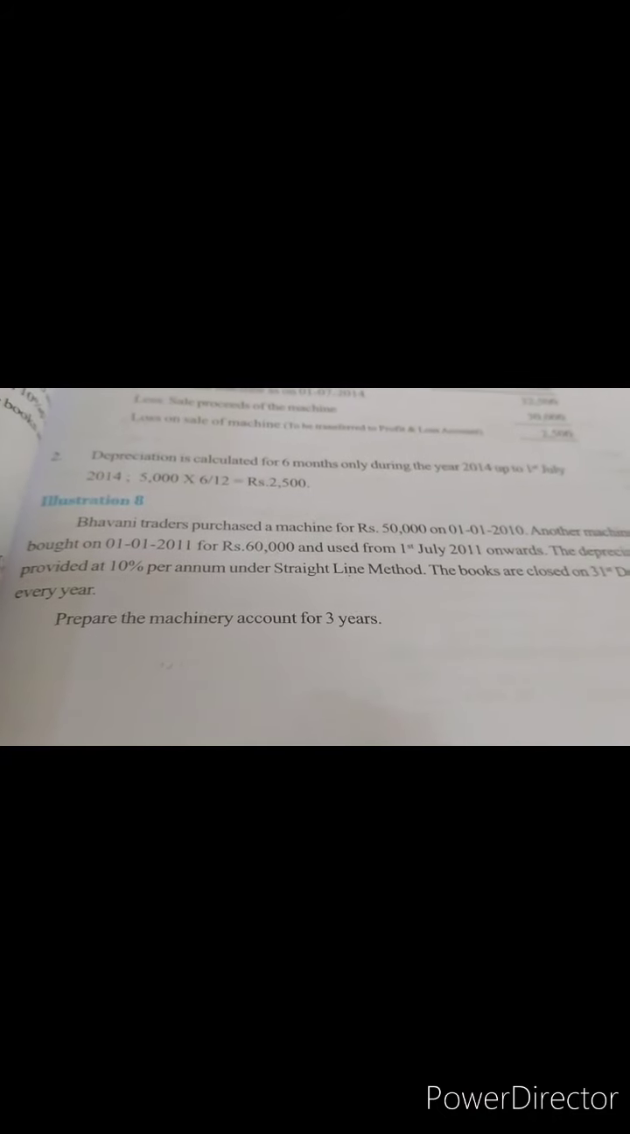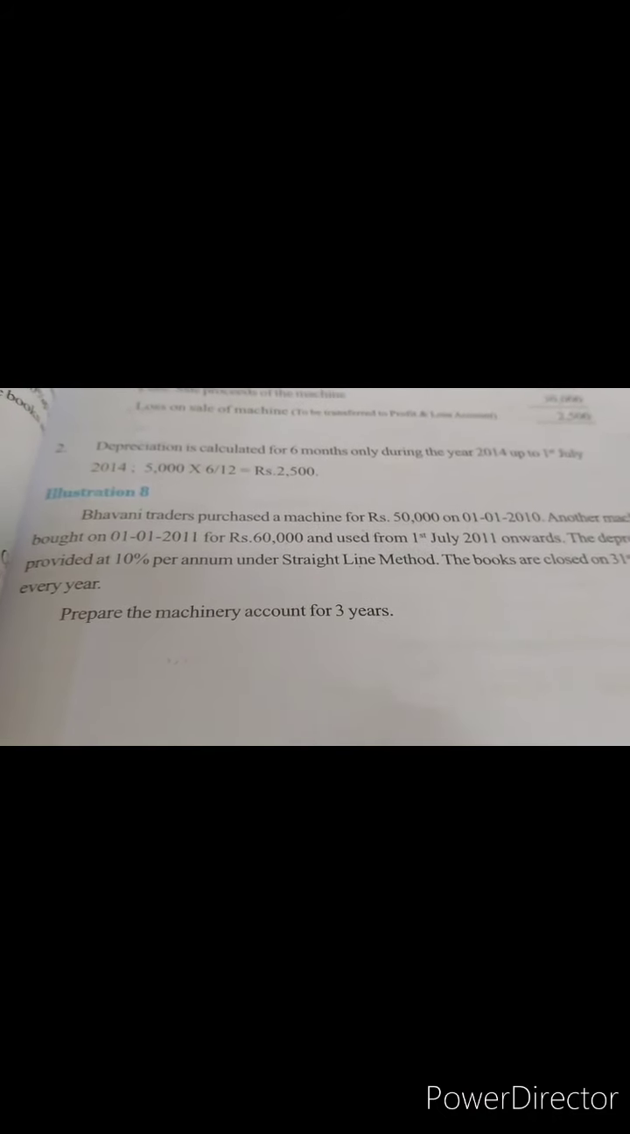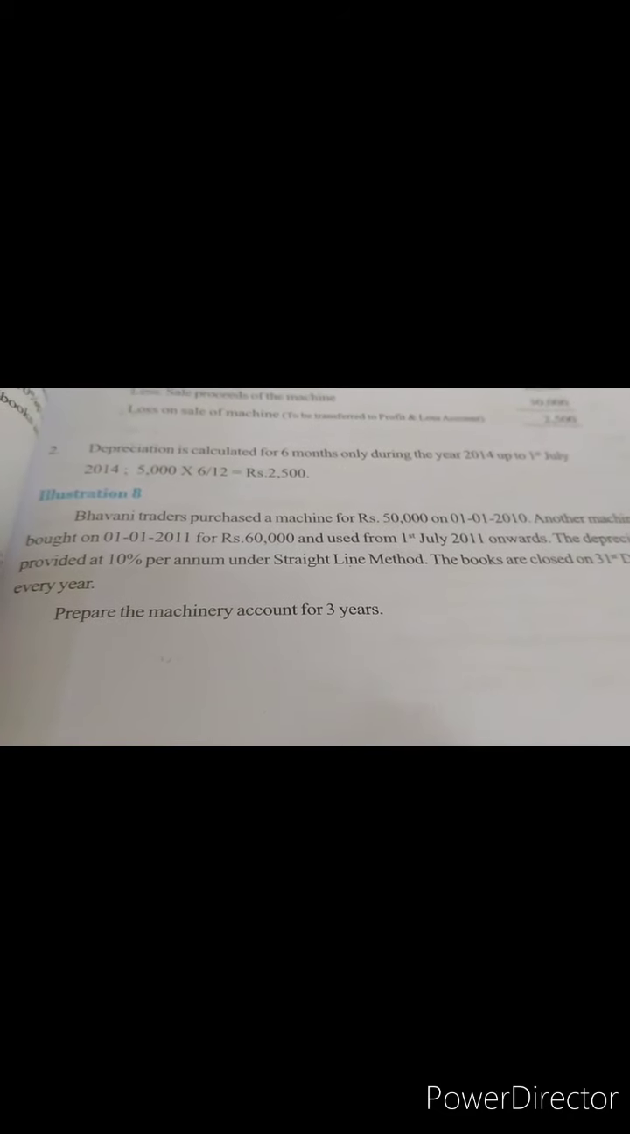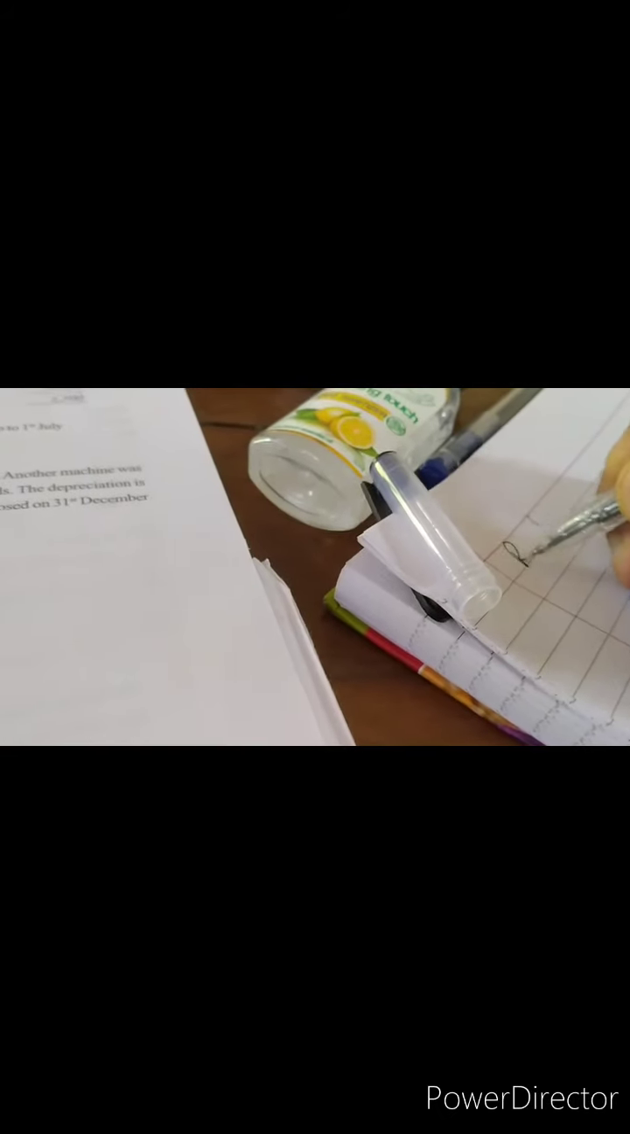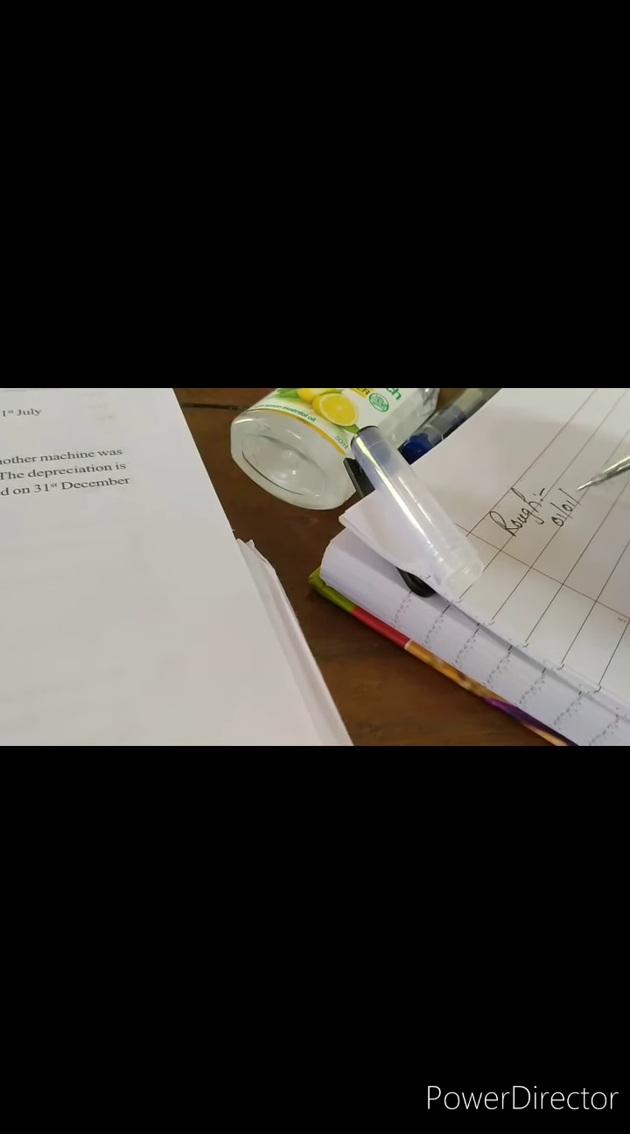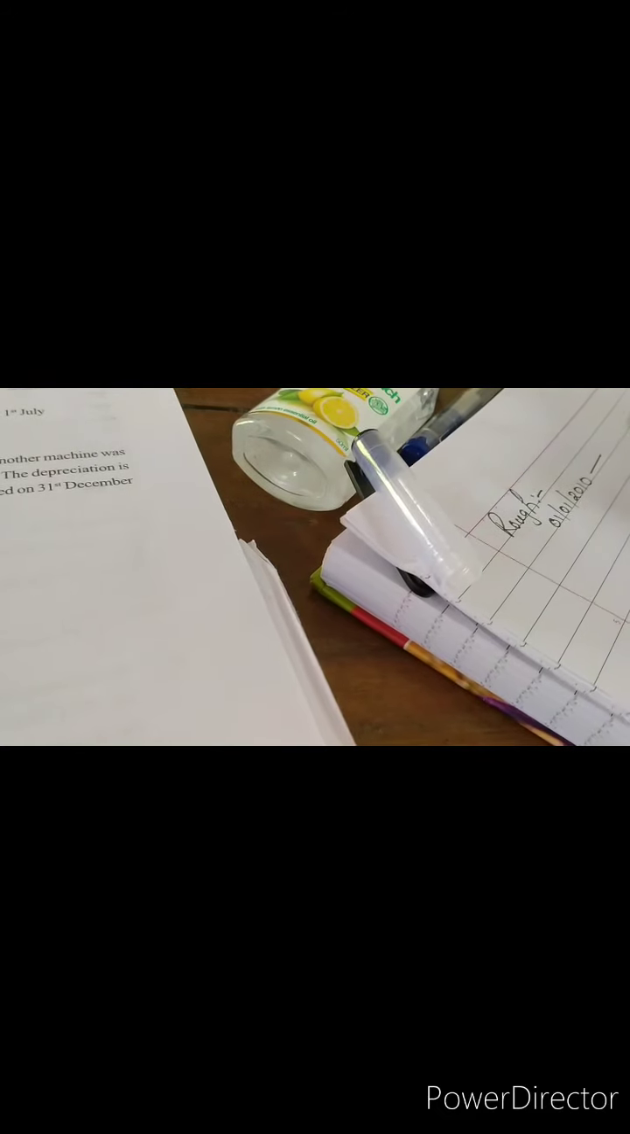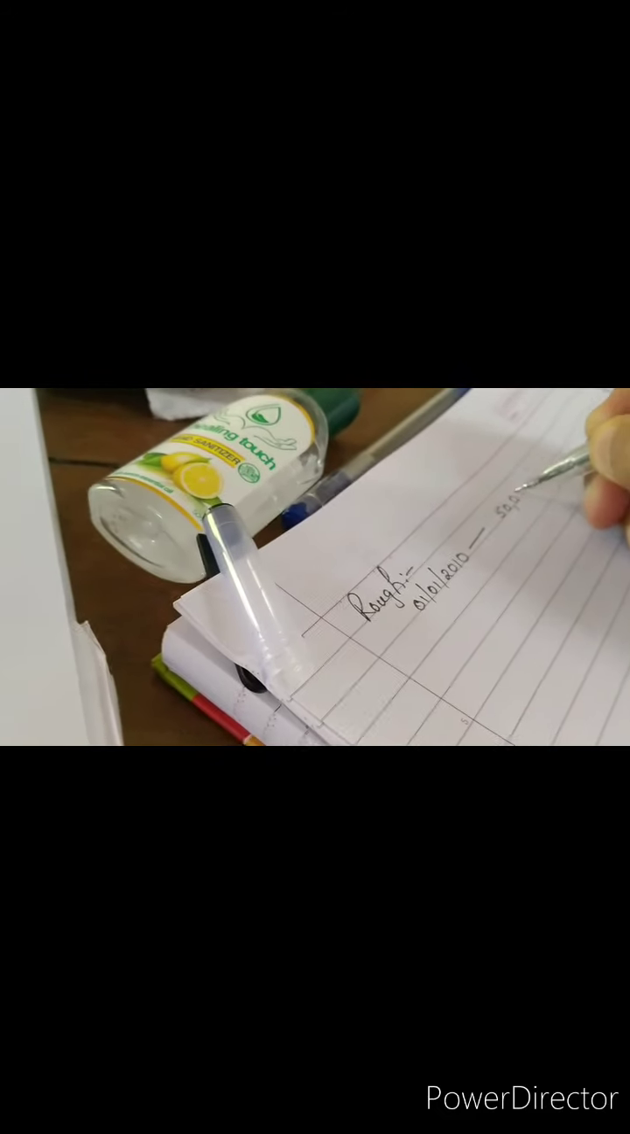Children, have a look at illustration number 8. Bhavani Traders purchased a machine for 50,000 on 1st Jan 2010. It's always better, before you start writing the solution, to make a rough. Just see when it was purchased. On 1st of Jan 2010, a machinery was purchased for 50,000. Then what has happened, have a look.